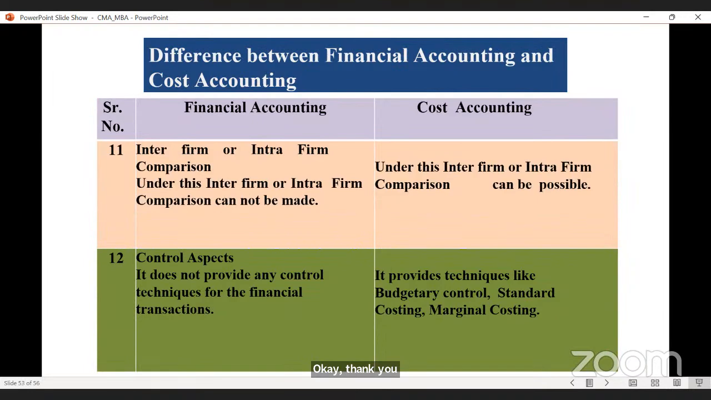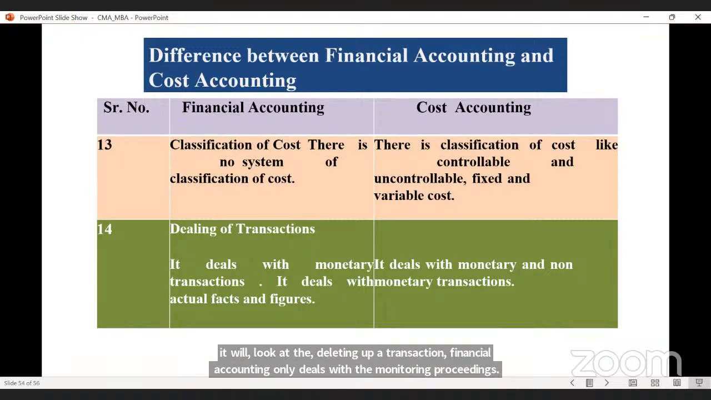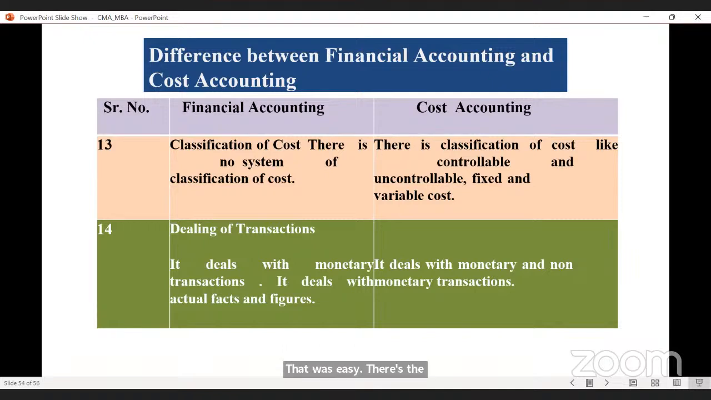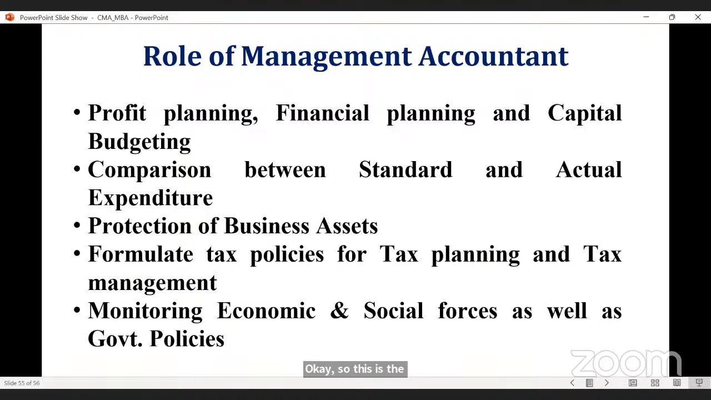Yes, sir. Okay, so these are the basic differences between financial accounting and cost accounting. As we have already discussed, there are various types of costs. So cost accounting classifies the cost by taking various purposes or various transactions. If we look at the dealing of transactions, financial accounting only deals with the monetary transactions. That means it ignores the non-monetary transactions. But cost accounting deals with the monetary as well as some non-monetary transactions also. Okay. So this is the basic difference between cost accounting and financial accounting.